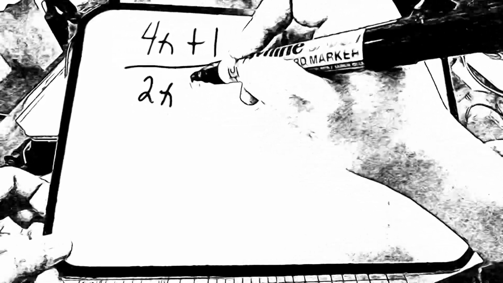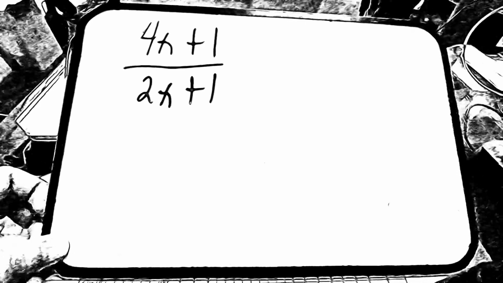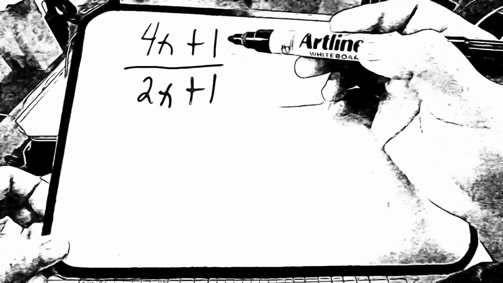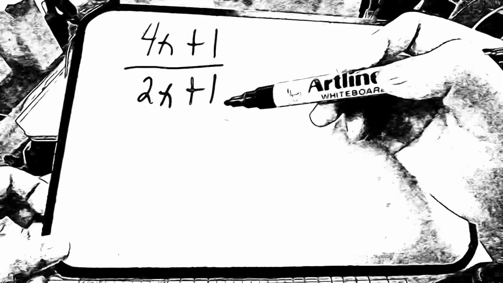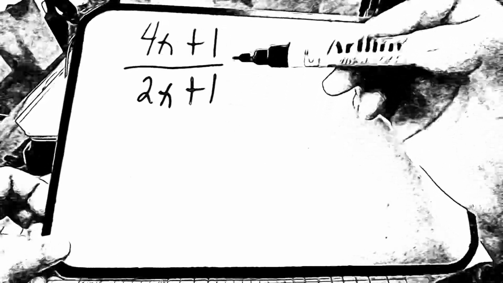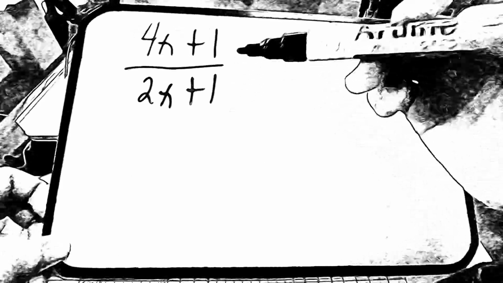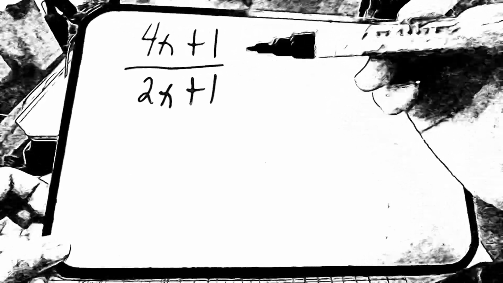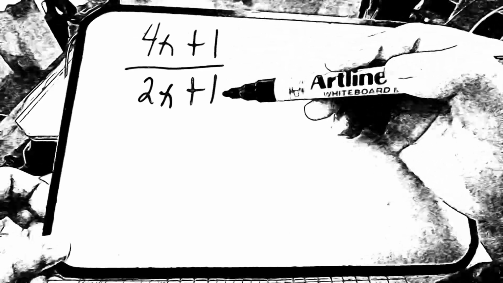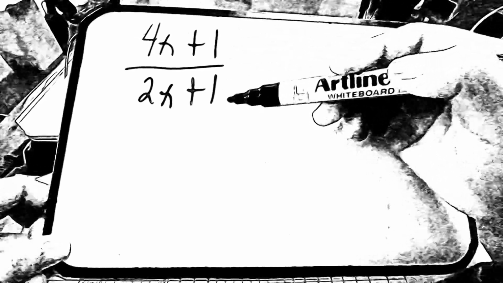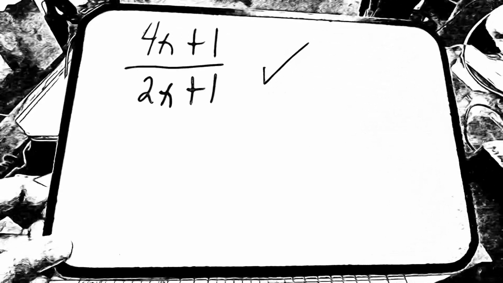Now, let us identify if the following expressions are rational expressions. Example number 1. I have 4x plus 1 all over 2x plus 1. The conditions are the numerator and the denominator should be a polynomial. On this example, those conditions are met. The second condition, the denominator should not be equal to 0. Since our denominator here is not 0, therefore, this is a rational expression.